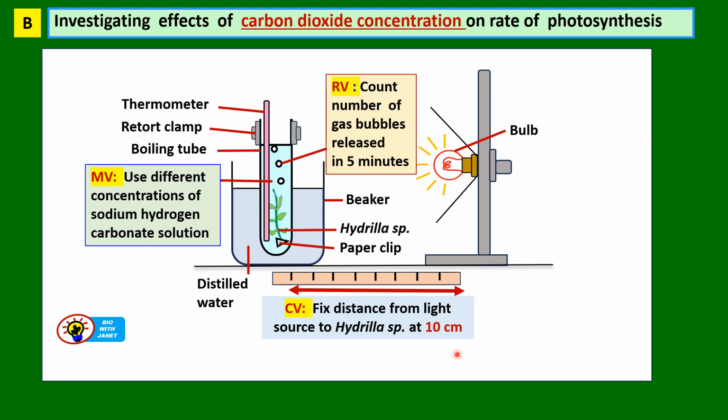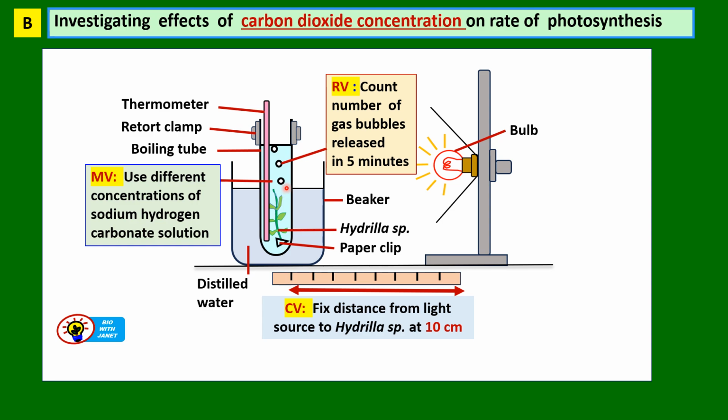Then switch on the 60 watt bulb light, and then you wait 1 to 2 minutes for the Hydrilla species to stabilize and adapt to the new conditions. When you see the bubbles coming out, I know that it's starting to adapt. And if you are ready, then start the stopwatch. Don't take too long for this because time is short. So time is short to do the experiment, so you must always be time conscious.